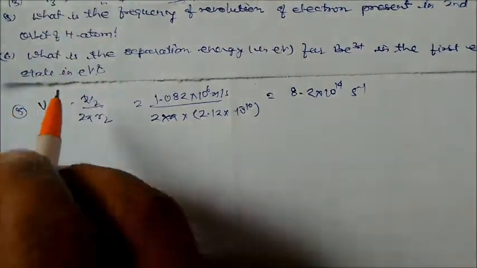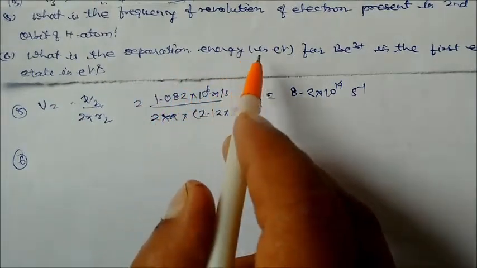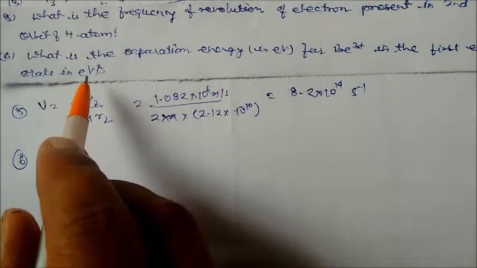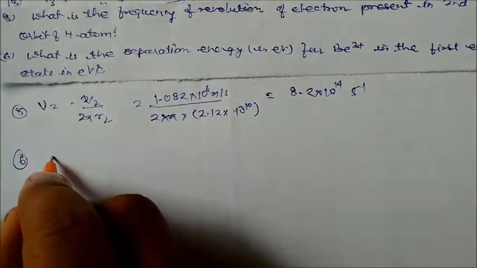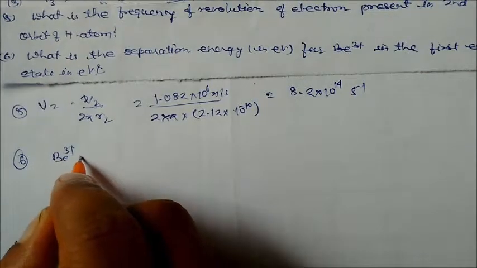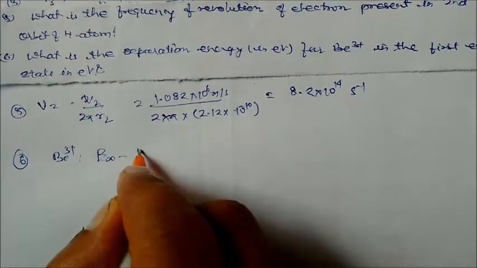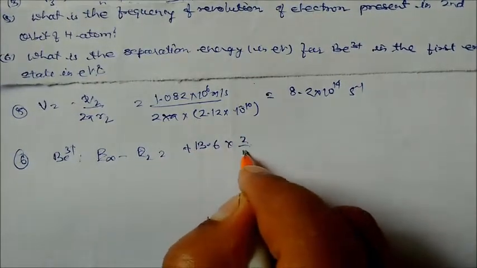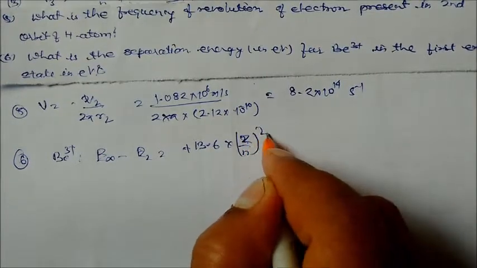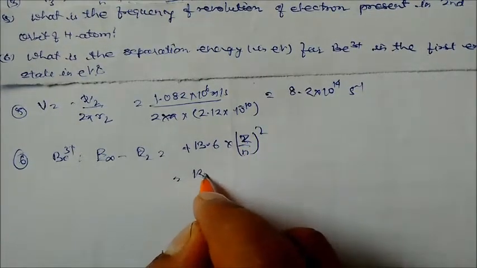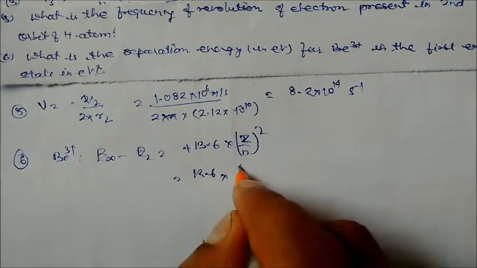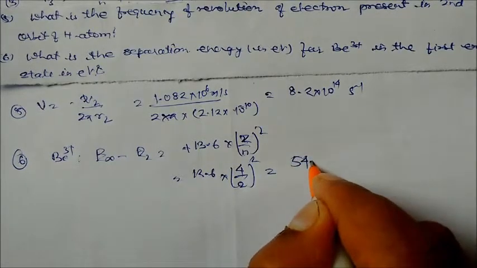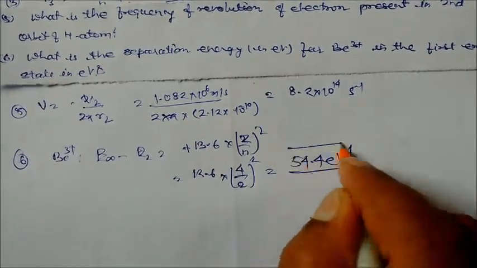Fifth question: what is the separation energy in electron volt for beryllium atoms in the first excited state? For beryllium 3 positive, we have E infinity minus E2 equal to plus 13.6 times Z by n, the whole square. Directly putting in the values, 13.6 times 4 by 2 whole square. On solving, we get 54.4 electron volt. So this is our answer.